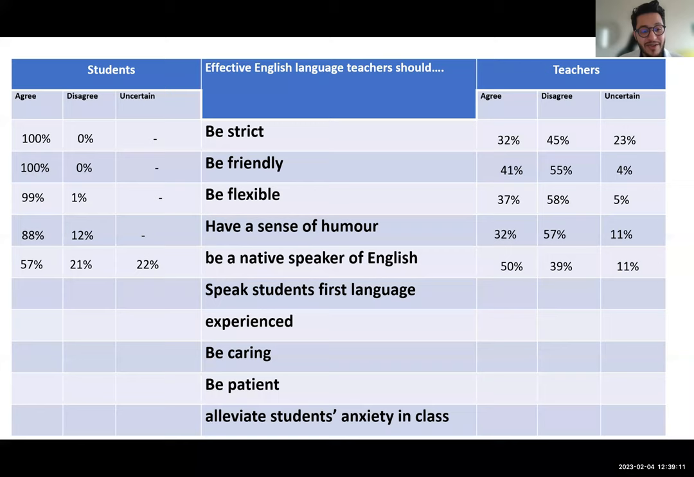57% of students agreed, 20% disagreed, and 23% were uncertain. Now, here you might see an interesting point, because 57% of the students agreed that they needed the teacher to be a native speaker of English, but the same percentage of students, 57%, also agreed that the teacher should speak their first language. It seems that the students expect the teacher to at least understand their first language. There wasn't much data on how fluent they want the teacher to be in their first language. So quite an interesting point too.